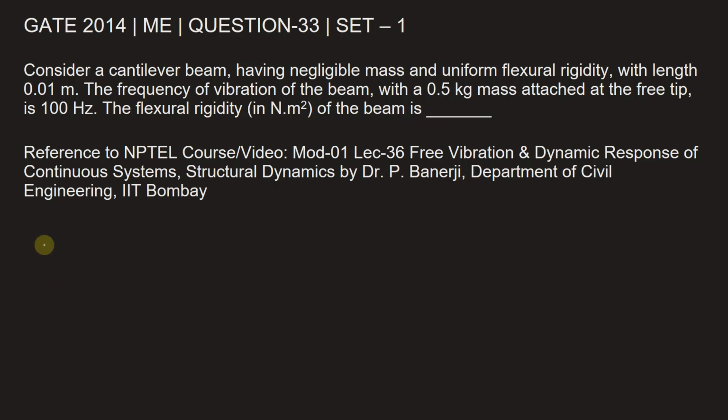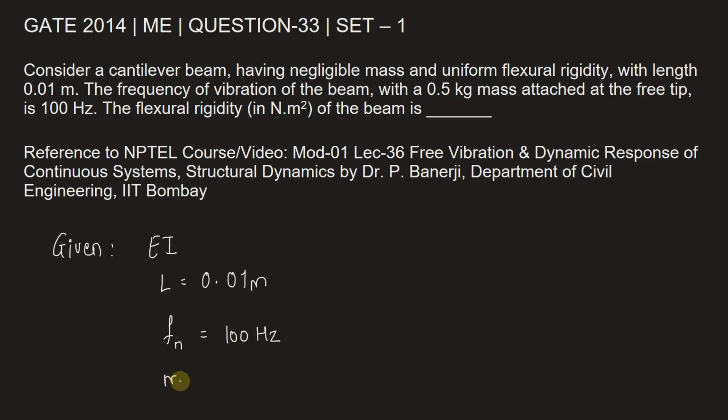Let's write the given things first. It's given that the cantilever beam is having negligible mass and a uniform flexural rigidity. Flexural rigidity denotes E into I, that is, modulus of elasticity of the material of the beam into area moment of inertia of its cross section. Length of the beam is given to be 0.01 meters. Frequency of vibration Fn, natural frequency of the beam, is 100 Hz.